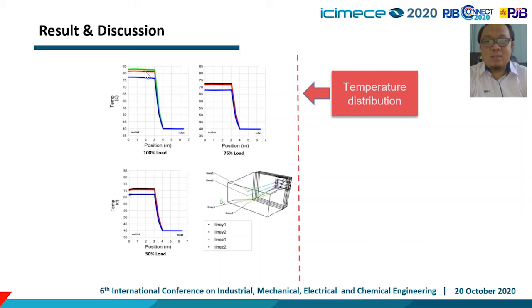And we can observe here that there are two lines, this red line and the yellow line, that have a higher temperature. It's because these two lines are located in the lower half of the heat exchanger and experience secondary flow and have a long path of flow, so they have a higher temperature.